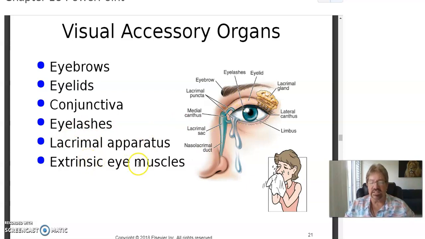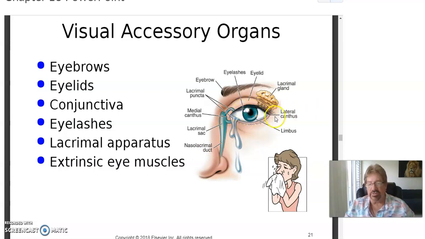Extrinsic eye muscles. Now we have extrinsic and intrinsic eye muscles. The extrinsic are the ones that roll the eyeball around. Now remember, there are 3 separate cranial nerves that play a role in that. That's how important it is. The inside edge is called the medial canthus. The outer edge is called the lateral canthus.